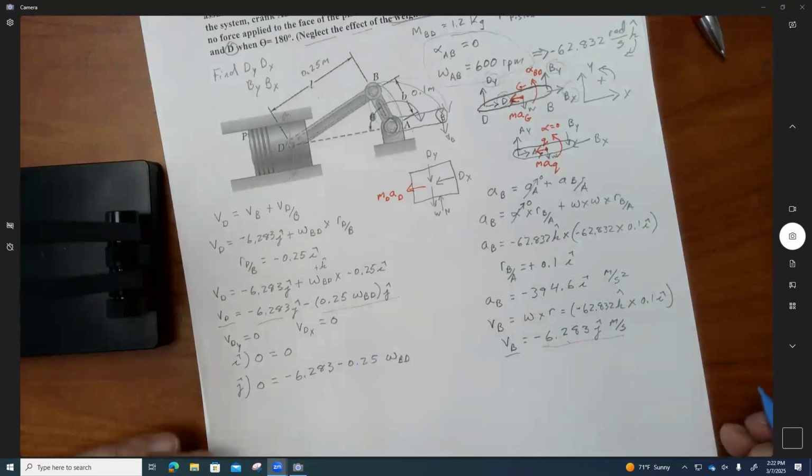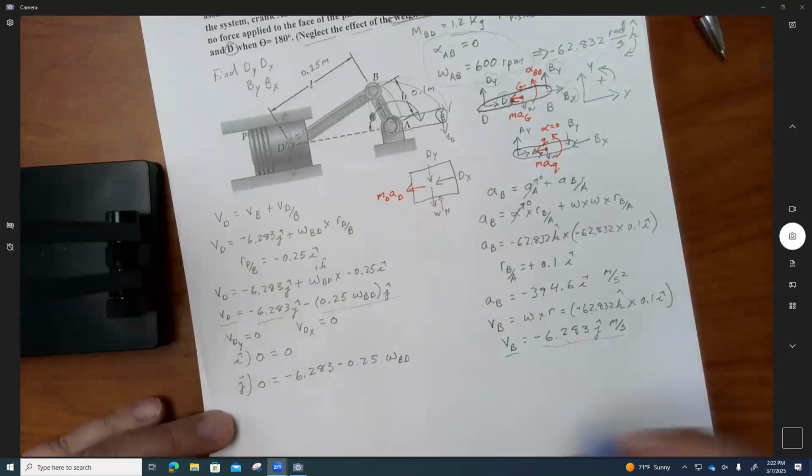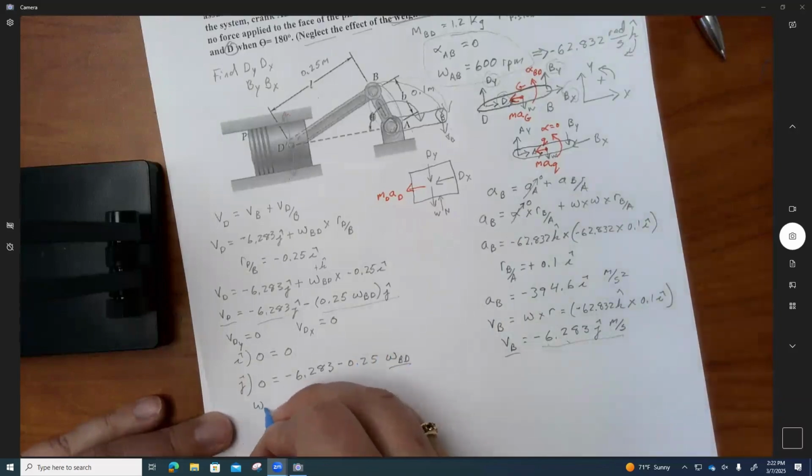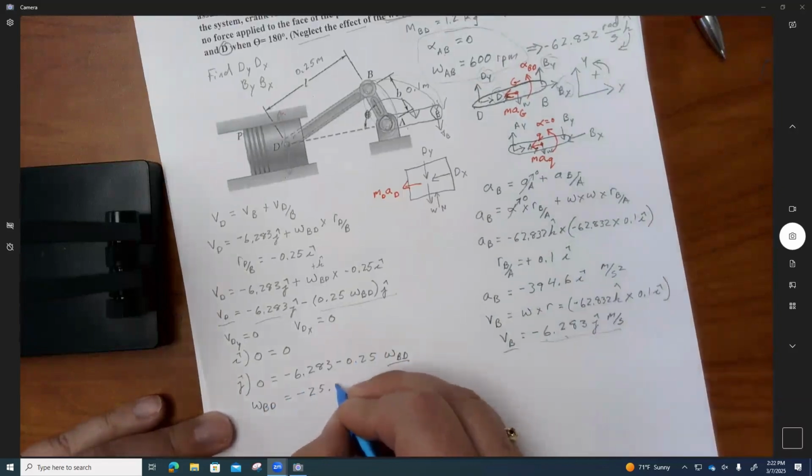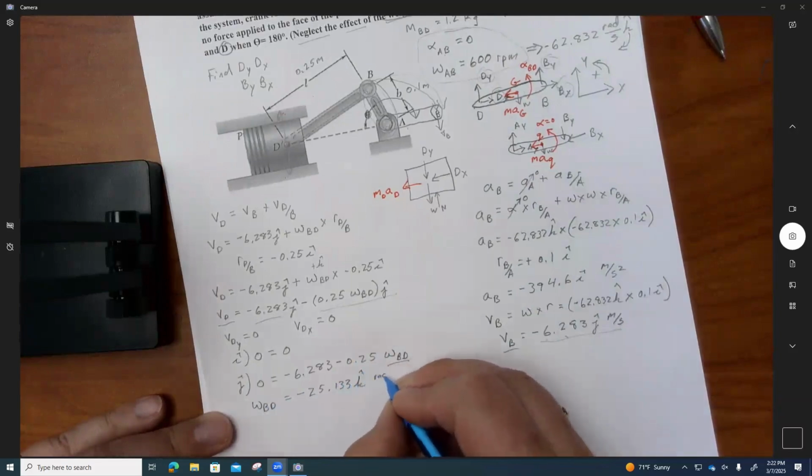Okay. So if I work this, I can solve for omega BD. Omega BD is going to give me an answer of minus 25.133 K, and that's radians per second.